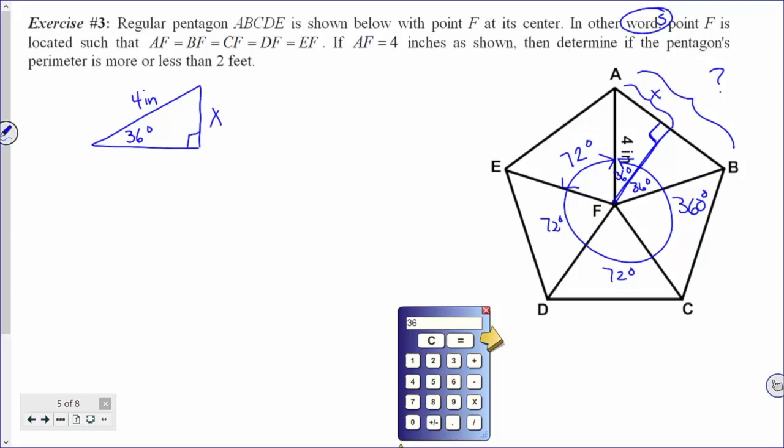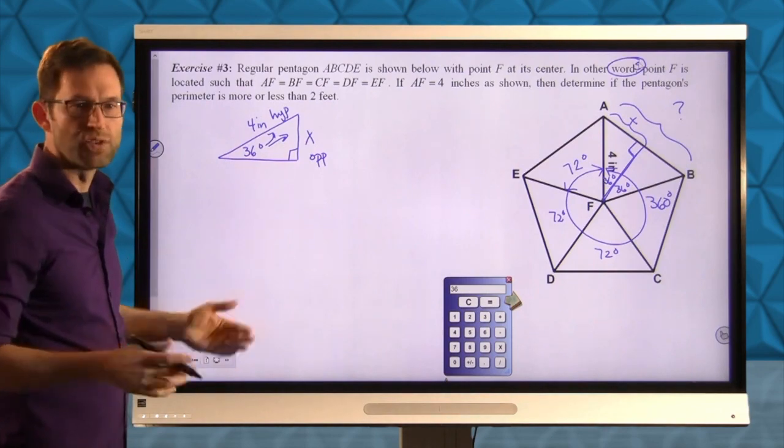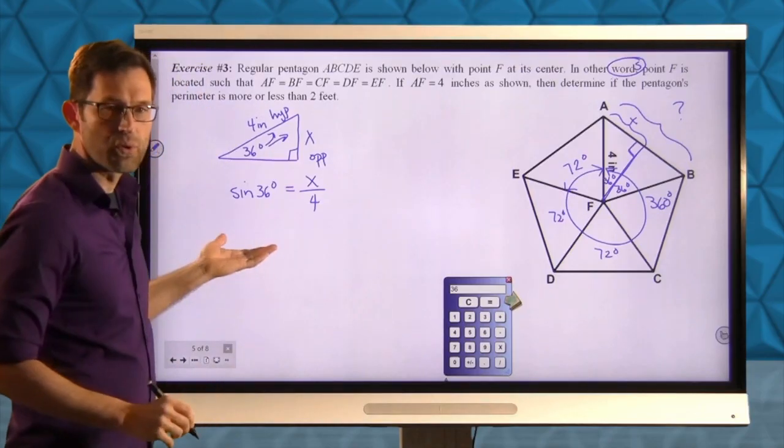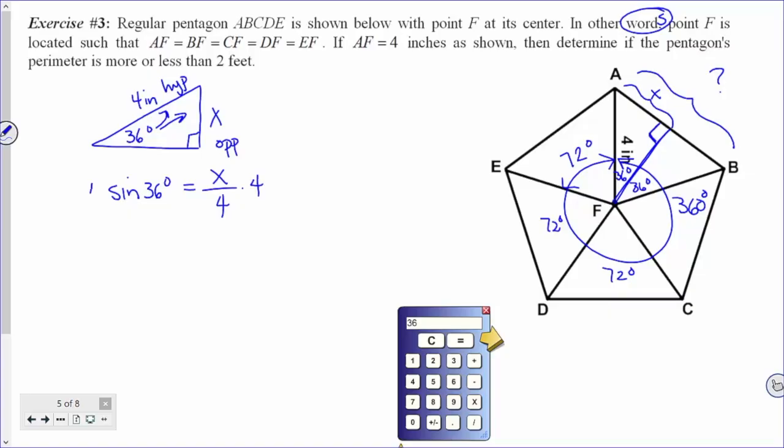Now it's pretty easy to solve for X, right? I've got the 36 degrees, X is opposite of it. The 4 inches is the hypotenuse. Opposite and hypotenuse tells me I should use the sine ratio. I'll say the sine of 36 degrees is equal to X divided by 4. One of the simpler trig ratio equations to solve. Multiply both sides by 4. X will be equal to 4 times the sine of 36 degrees.